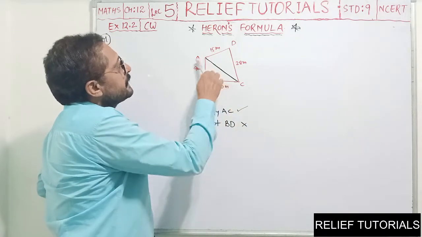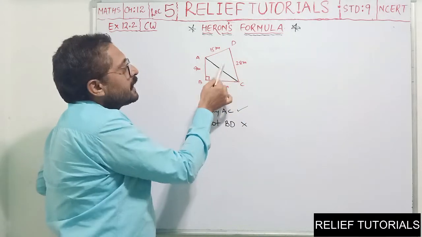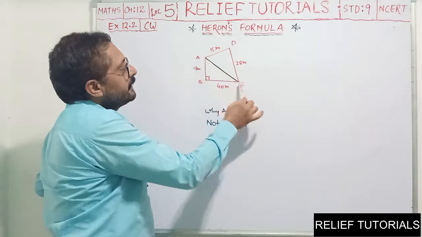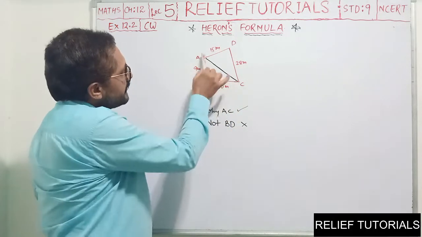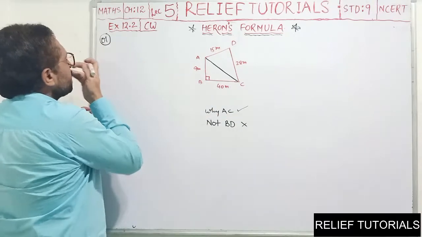Why not BD? This triangle is not a right angle triangle. We have two sides of the triangle, and we can't apply Pythagoras here. So we are not able to find the diagonal BD. So we will consider triangle ABC. Okay. Now see.